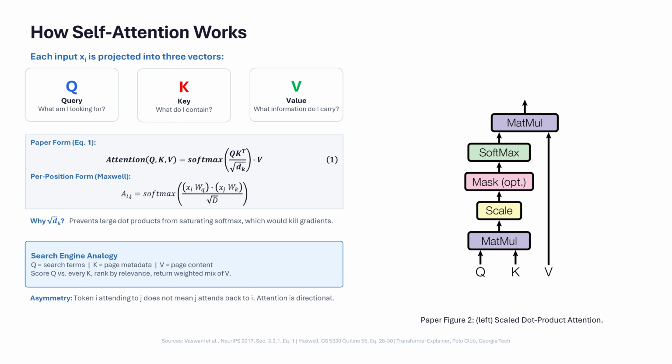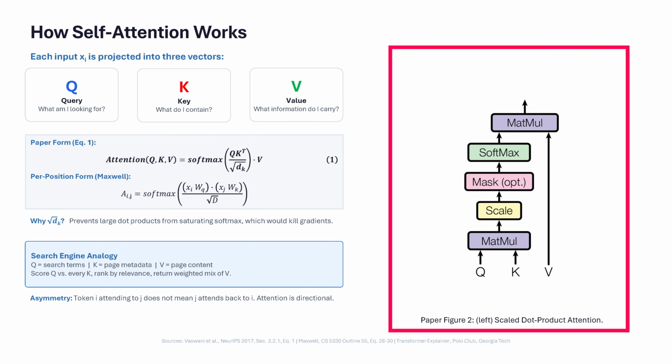So how does self-attention actually work? It comes down to three things: queries, keys, and values. Each input vector gets multiplied by three separate learned matrices to produce a query, a key, and a value. The query asks, what am I looking for? The key says, what do I contain? And the value carries the actual information that gets passed forward.